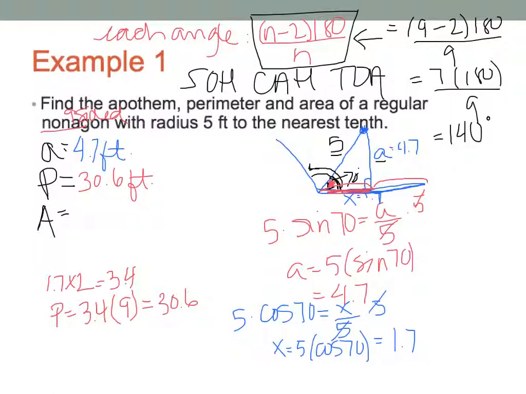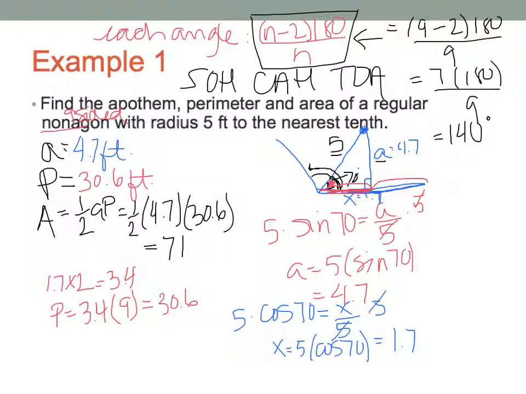The area, lastly, remember, of the polygon is 1/2 apothem times perimeter. Let's just plug it in. 1/2 times 4.7 times 30.6. Put all that in your calculator and you will get 71.9 feet squared. That was a lot of work, Rams. Way to go. Let's move on to the next example.